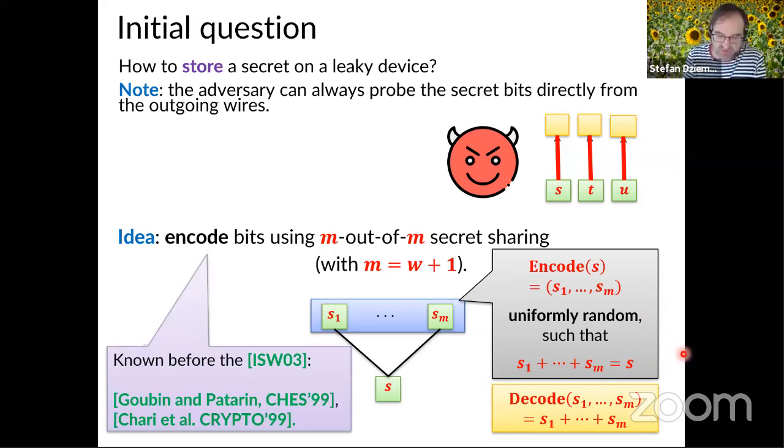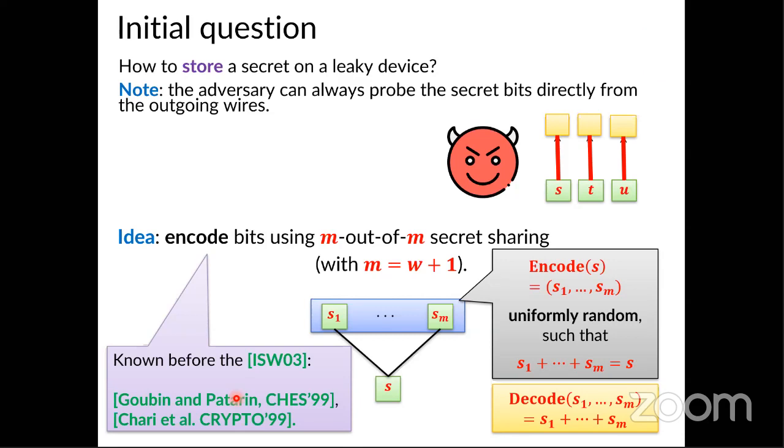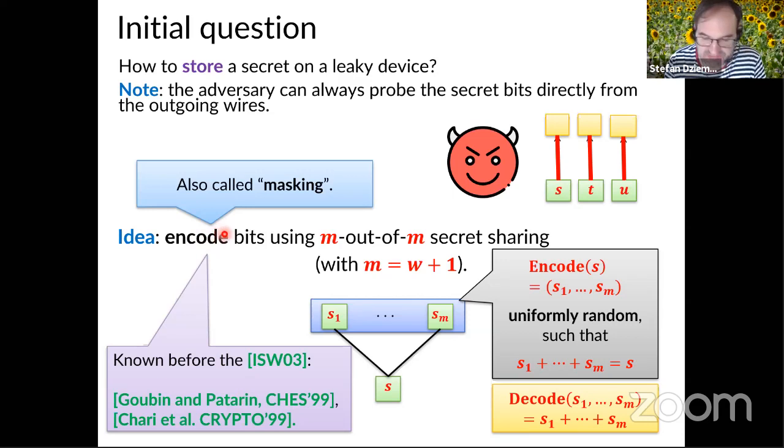And that was known before ISW, actually. It was proposed, at least in 2 papers, in Goubin and Patarin at CHES in 99, and the same year, Chari et al. So that was a very nice idea prior to the work of ISW. By the way, this encoding is also often called masking in the practical literature.